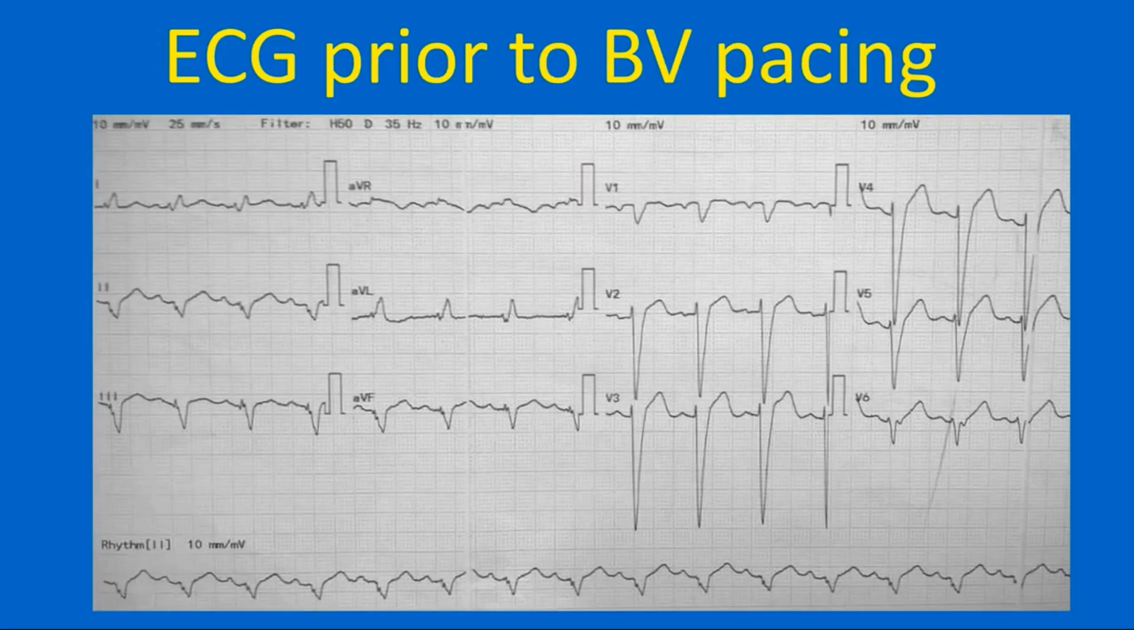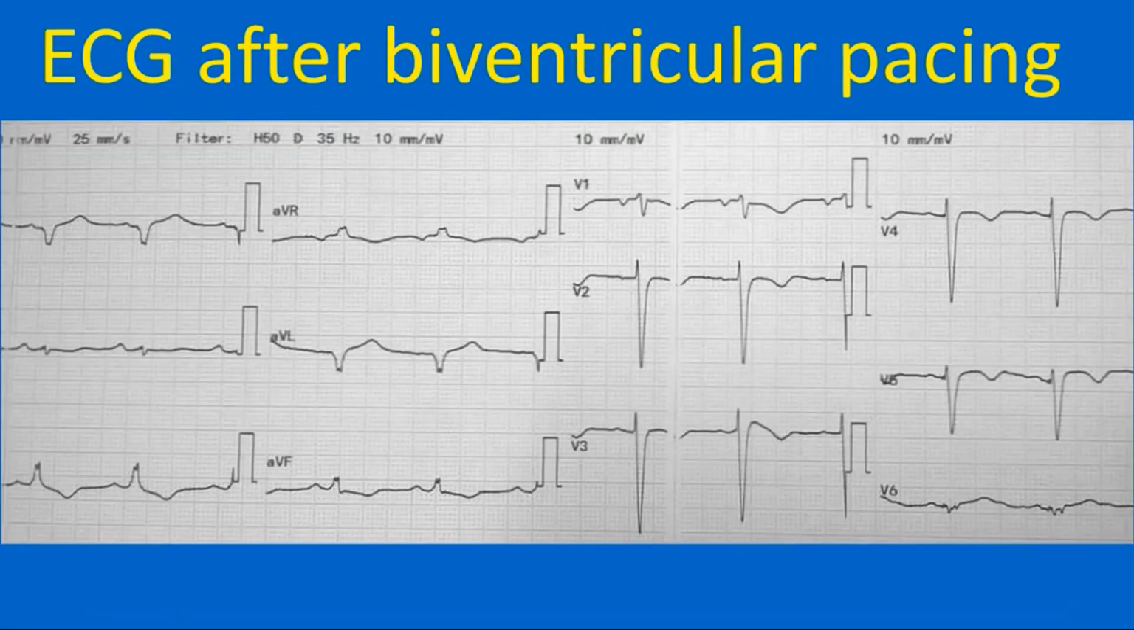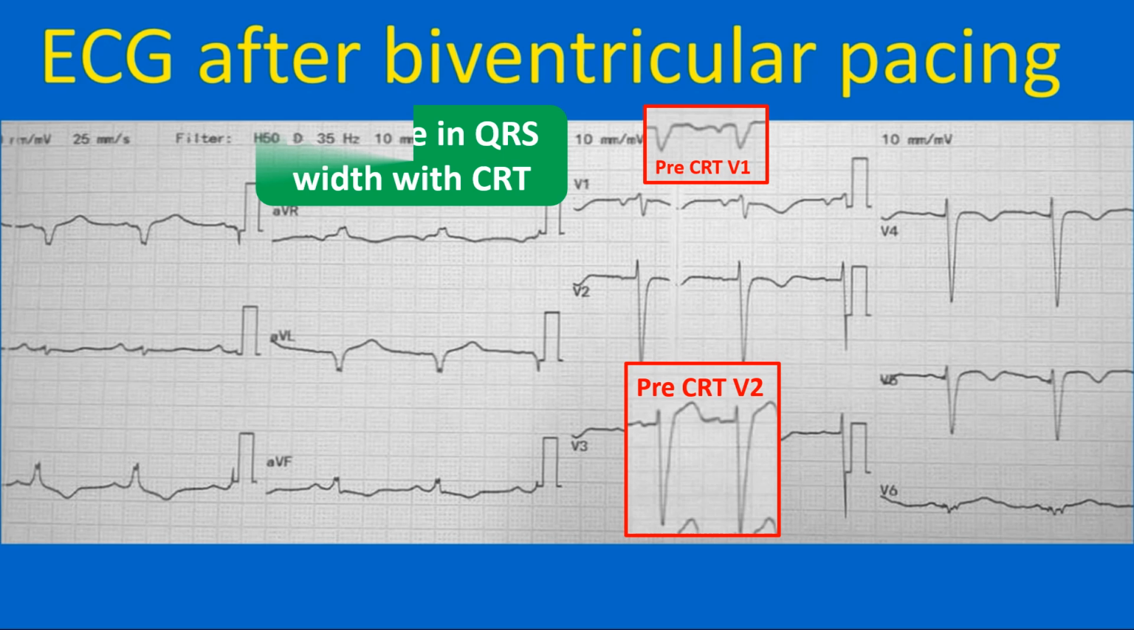ECG showing wide QRS complex with duration around 160 milliseconds, left atrial overload and left bundle branch block pattern in V1. This ECG was taken prior to implantation of the device. ECG after biventricular pacing showing the decrease in QRS width due to resynchronization. Pacing spikes are not visible due to the low setting of the low pass filter, which tends to remove the pacing artifacts which are of high frequency.